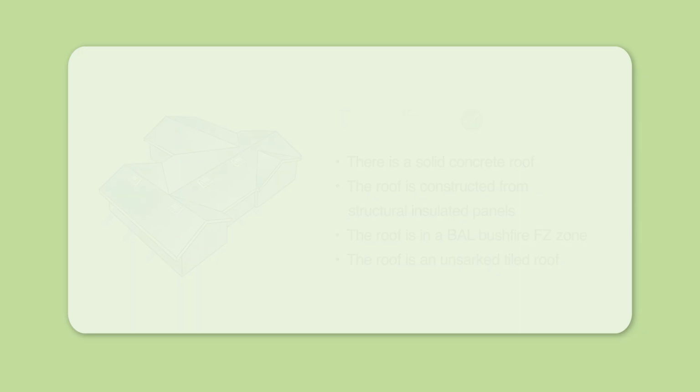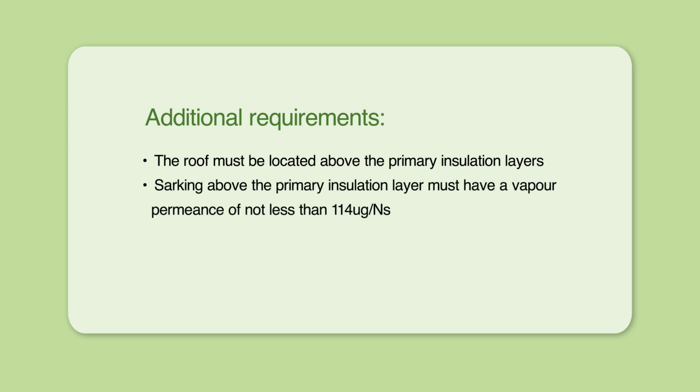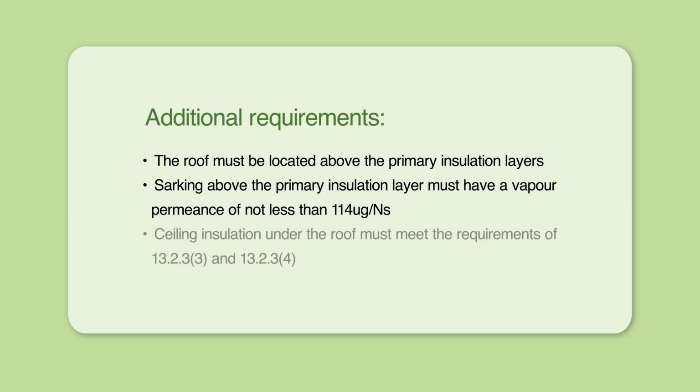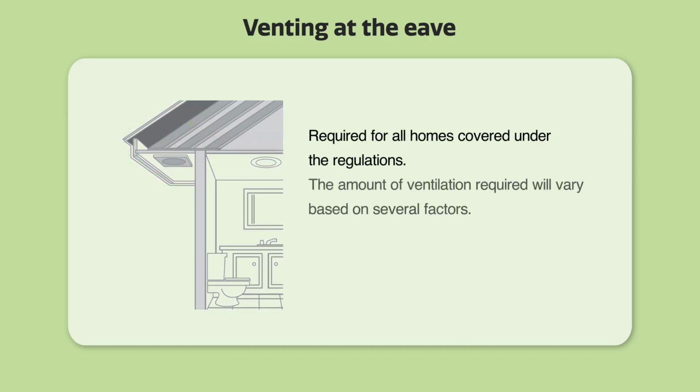Additional construction requirements are that the roof must be located above the primary insulation layers, and the sarking above the primary insulation layer has a vapor permeance of not less than 114 micrograms per Newton second, and that the ceiling insulation under the roof meets the requirements of 13.2.33 and 13.2.34. This video is focused on the ventilation requirements rather than the insulation requirements. Venting at the eave. Venting at the eave is required for all homes covered under the regulations, though the amount of ventilation required will vary based on several factors.